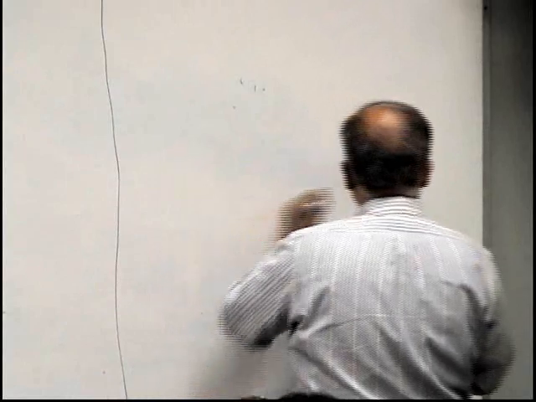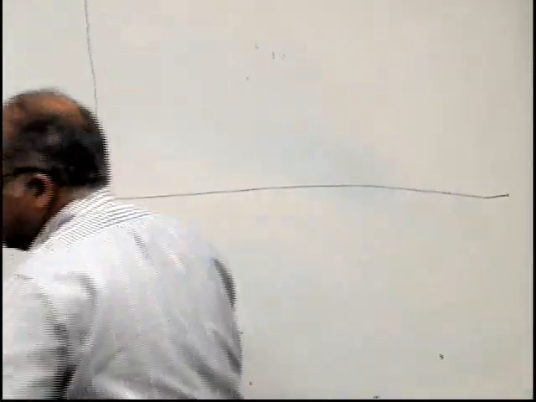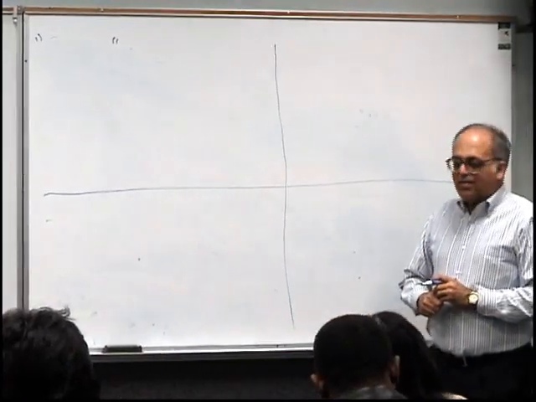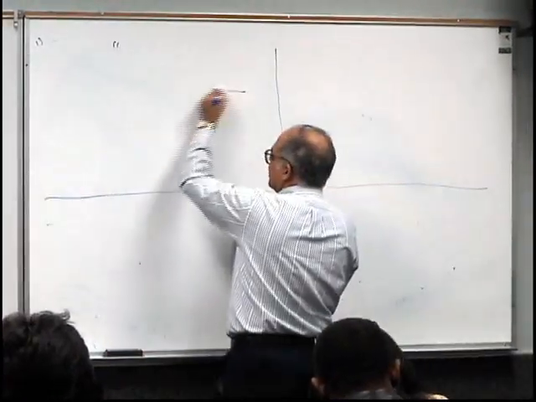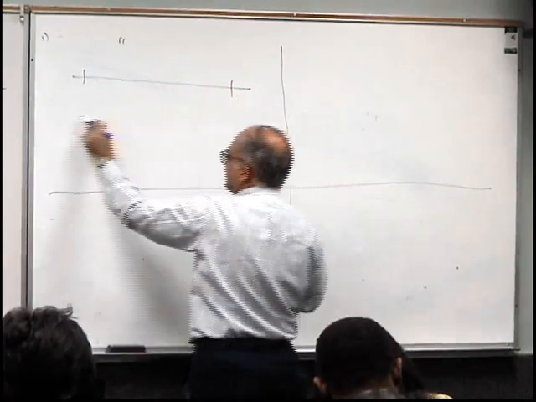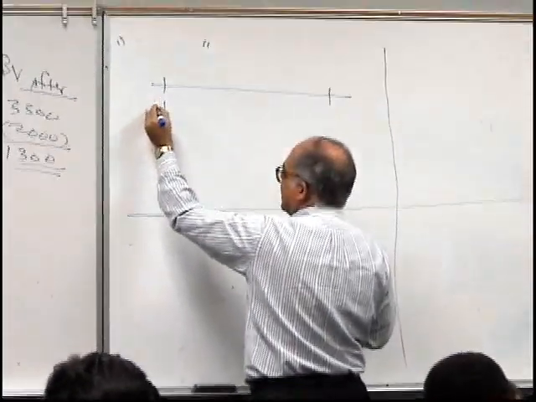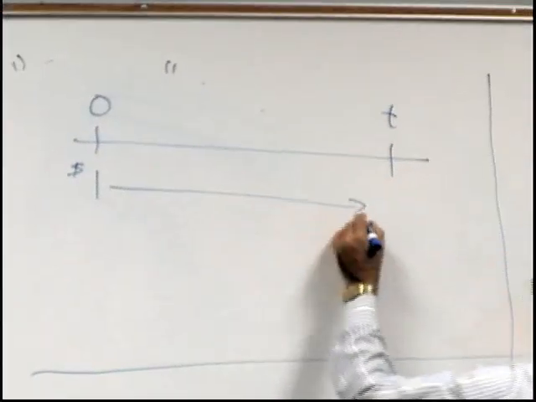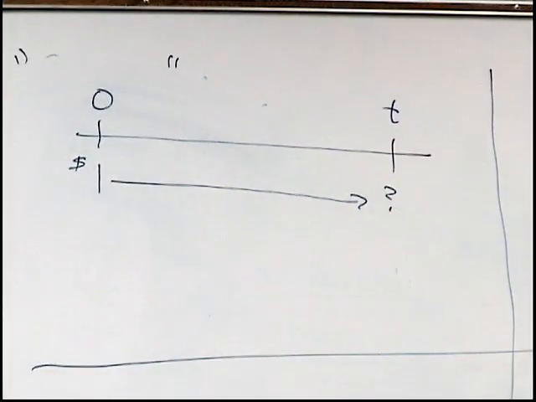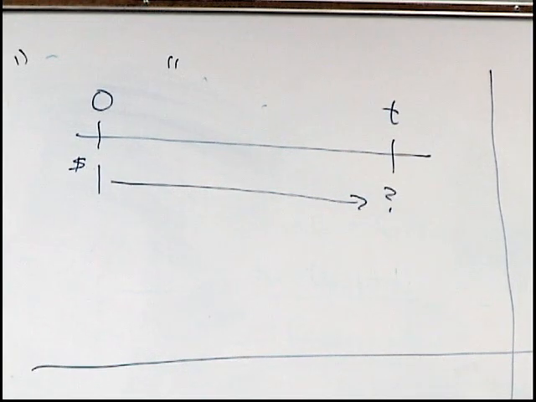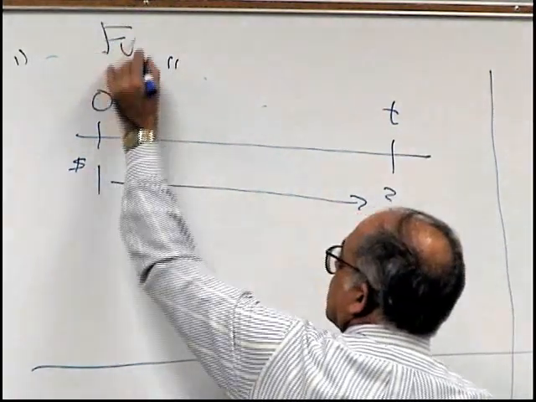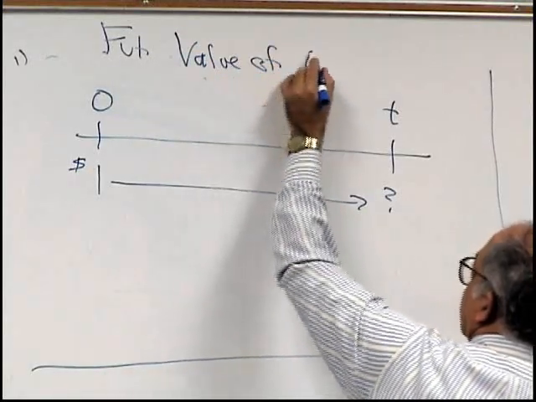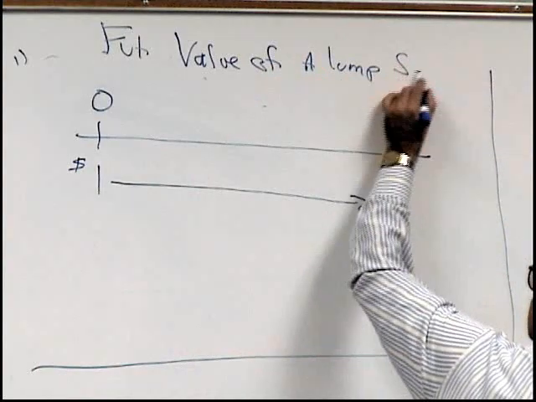There's four different scenarios in these types of problems. Picture's worth a thousand words. I don't have a lot of time. First situation: you have a lump sum today, time zero, and it's going to accumulate, for instance, sitting in a savings account. What will it grow to in the future? That is the future value of a lump sum.